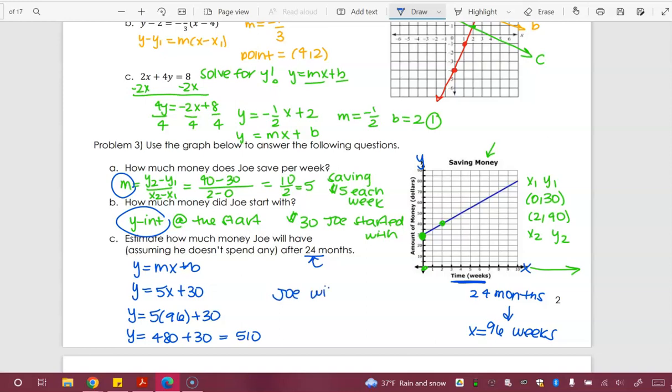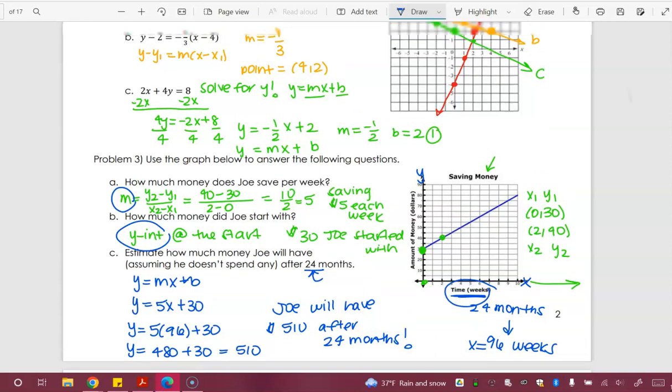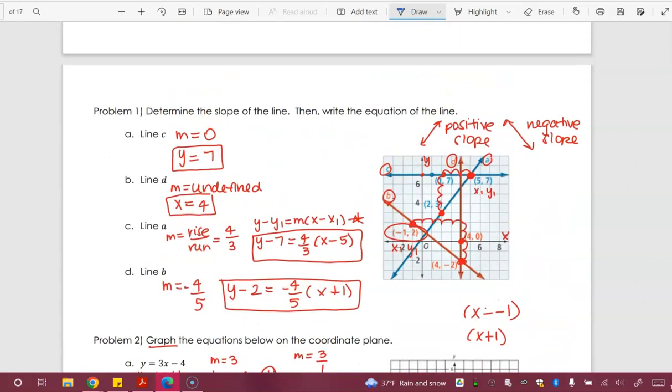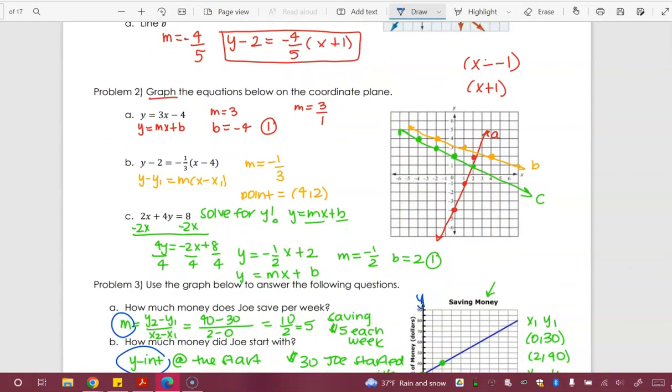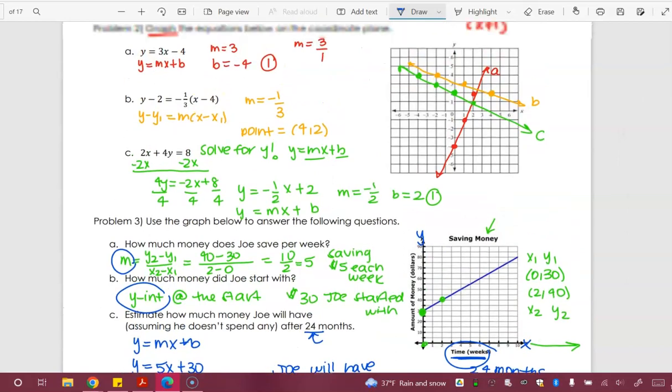Joe will have $510 after 24 months. Make sure you check the units there. I had to go from months to weeks because my graph was in weeks. Okay, so guys, this is a little review on finding slope, writing equations of lines, and graphing lines, and we've got a word problem in there. Great job, guys.